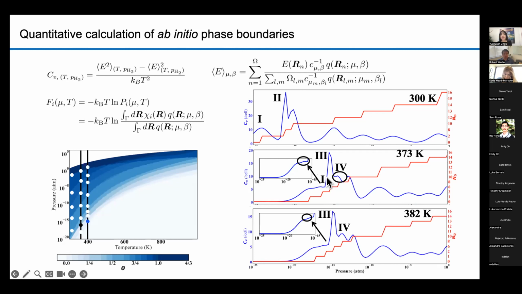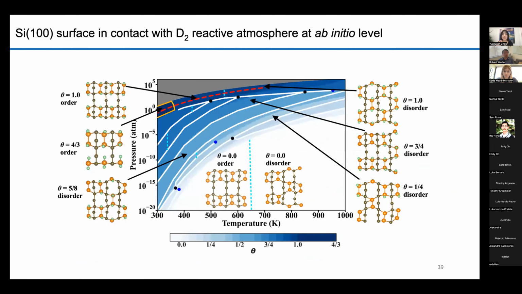And we further increase the temperature to 382 Kelvin. The first heat capacity peak is this pair. So there are two phases coexisting. This is a critical point. We plot it as a blue dot here. By connecting all the white dots attributed to the same phase transition, we can get the surface phase boundaries, illustrated as white lines here. And the black dot is the triple point and the blue dot is the critical point.